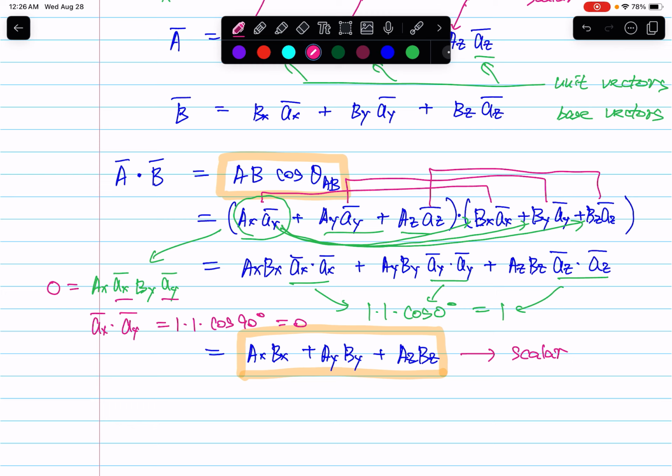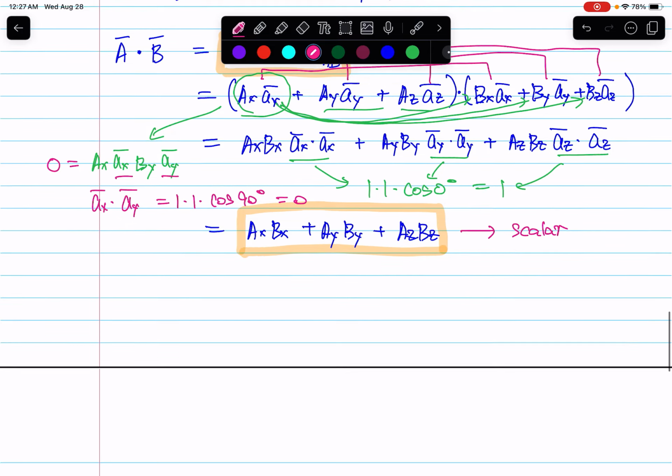Because ax, ay, and az, these lowercase base vectors, are all orthogonal to each other, they all go to 0 if they're multiplied, unless they're multiplied by themselves. Okay, so that was the dot product.